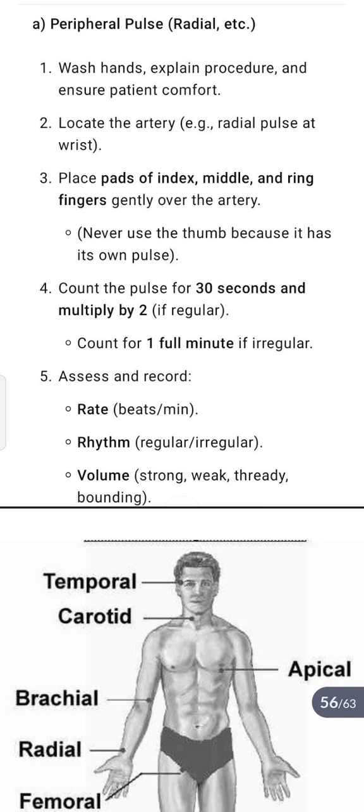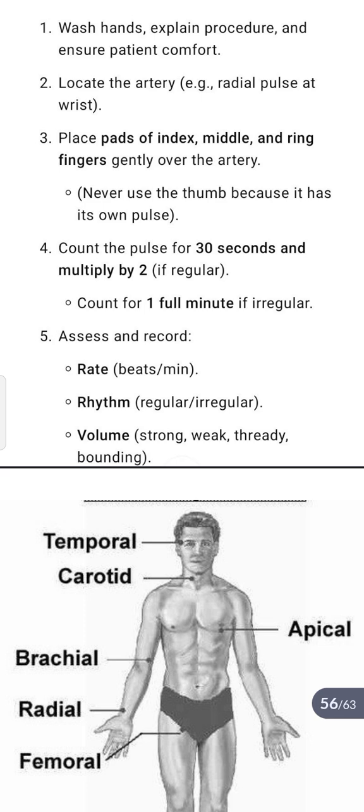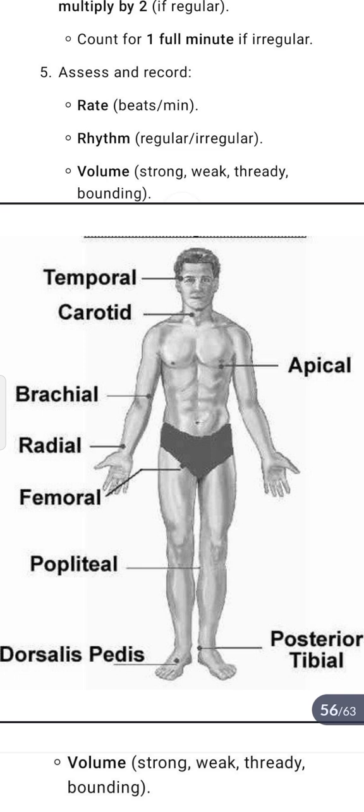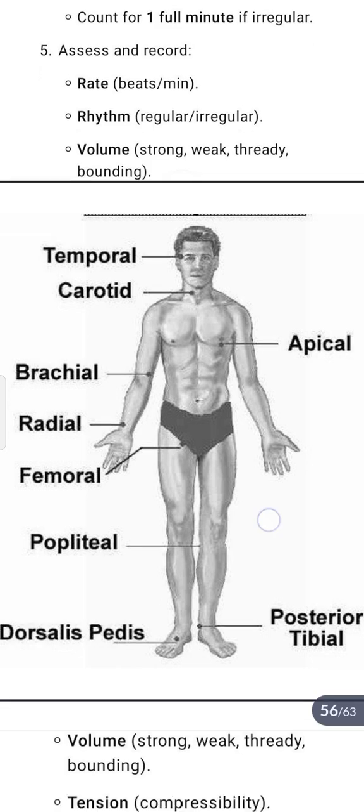Never use the thumb because it has its own pulse. We have to take the pulse with our three fingers only. We never use our thumb because it has its own pulse. Now count the pulse for 30 seconds and multiply by 2 if regular. If the pulse feels regular, we count for 30 seconds and multiply by 2. If irregular, then count for one full minute. Then assess and record the rate, beats per minute, rhythm, regular or irregular, and volume, strong, weak, steady or bounding.